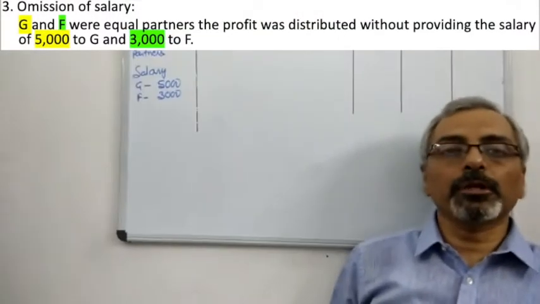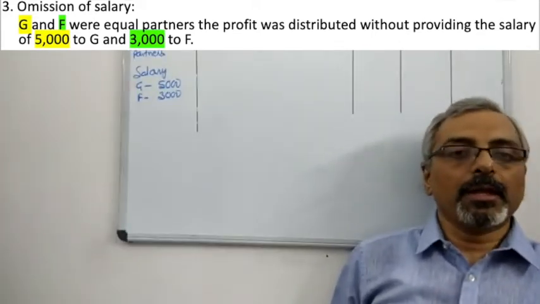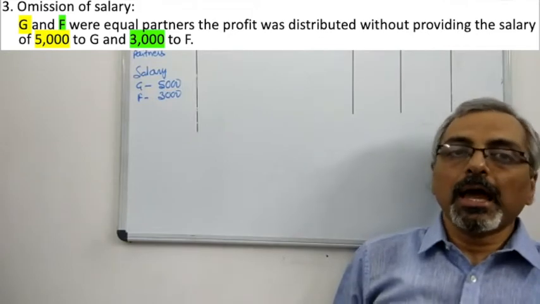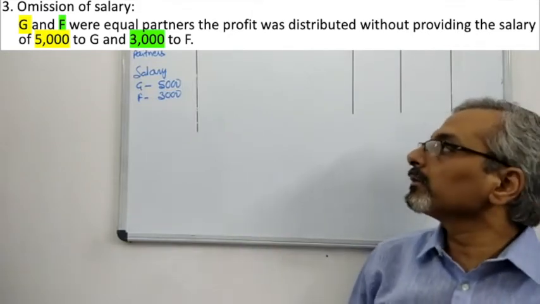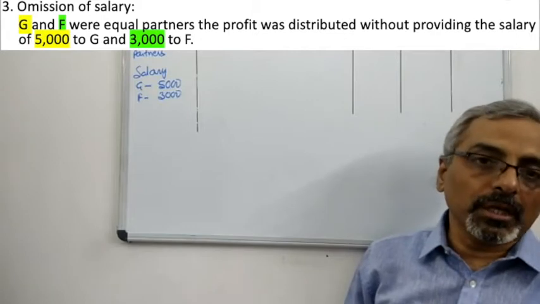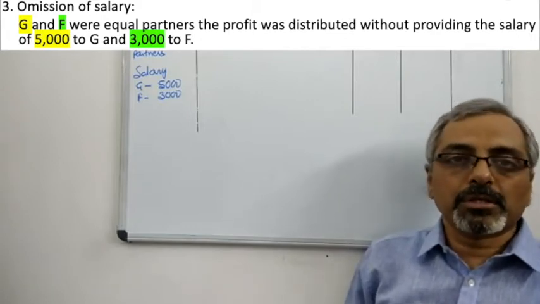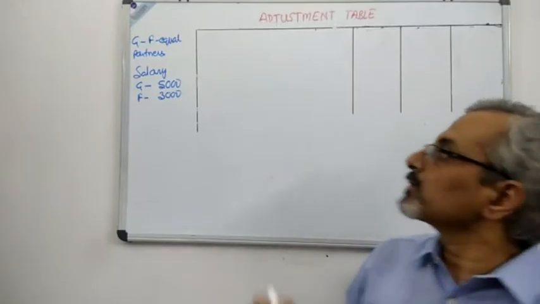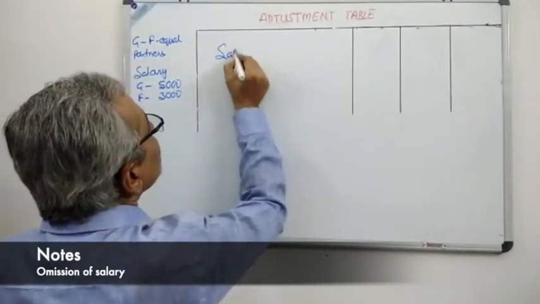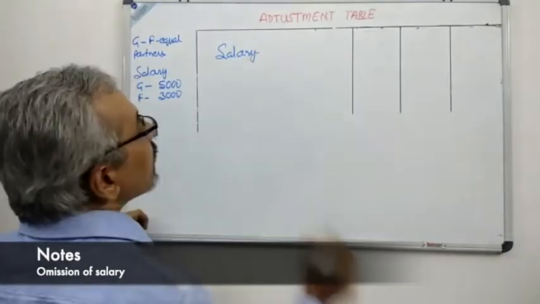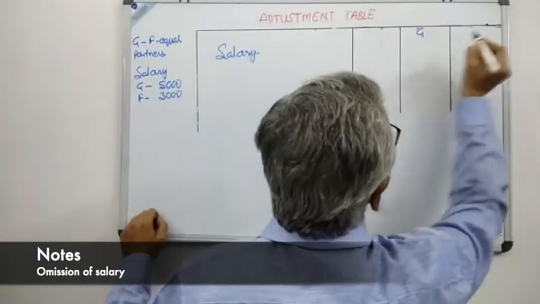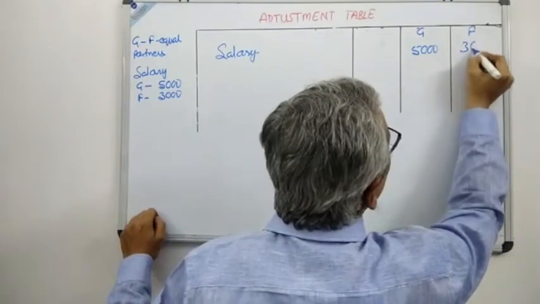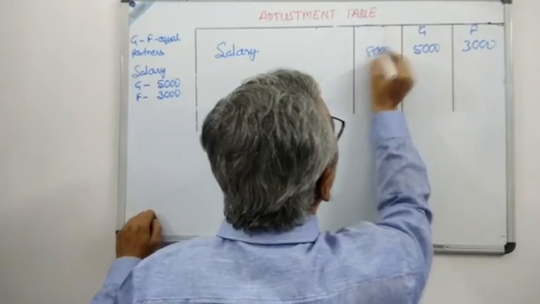Now let us move on to the last case in this question, and the last case was that there are two partners G and F who are equal partners and they are provided a salary of 5,000 and 3,000, and that was missing from the profit and loss appropriation account. So we'll first see the calculation and then we'll go for the adjustment journal entry. So what was missing? The thing which was missing was the salary, and the salary which was paid to the first partner G and the second partner F was 5,000 and 3,000 respectively. So the total amount was 8,000.